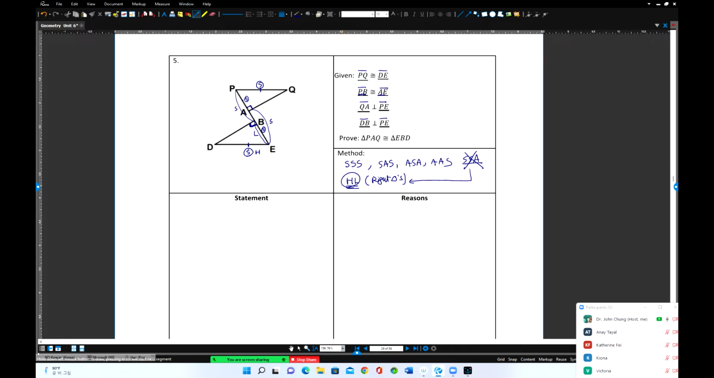Are you okay with this? Okay, I'm going to write down over here PQ and DE congruent, and the PB and the AE congruent, and the QA perpendicular to PE. Another one is the DB. I'm going to use the same column, okay, because you're going to use the same reason. DB perpendicular to PE. They are all given.